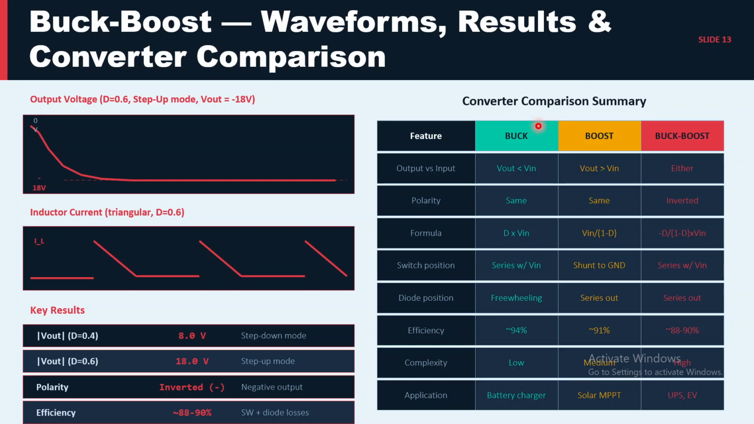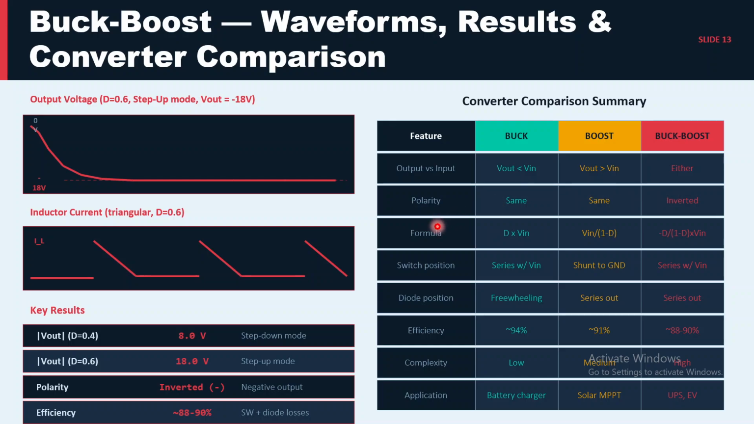So here there is a comparison summary between buck and boost converters. Let us check output versus input. In the buck converter, the output voltage will be lesser than the input voltage. The boost is the reverse operation of the buck converter. The buck boost will be either buck or boost, both operations will be done in the buck boost converter. Polarity will be the same in the buck converter; we got a positive value on the output side. Boost also gives a positive value, but in the buck boost we will get a negative value.